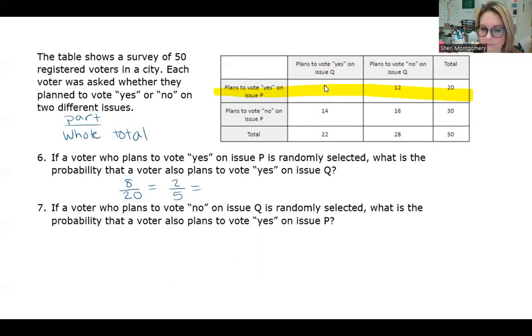What do you get? 0.4. I need you to know that that is the same thing as 40%. I've seen TSI write it all of these ways. So we need to know that that is 2 out of 5. We need to know that it's a probability of 0.4. We need to know that it's also 40%.